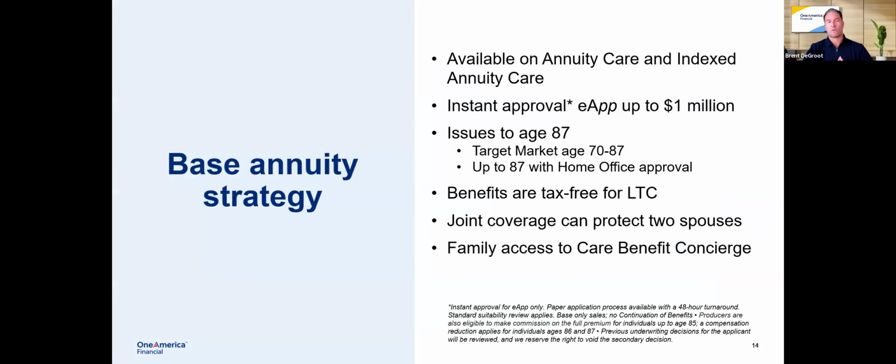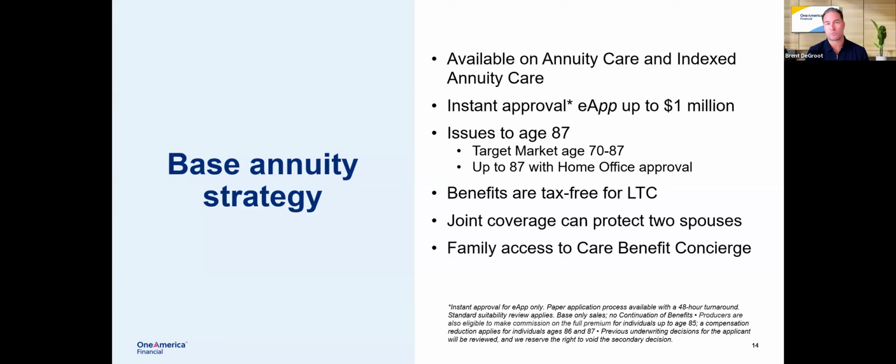So what am I talking about? Well, we're just going to do an annuity exchange from one annuity to one of our solutions in our Pension Protection Act annuity suite. So either original annuity care or our indexed annuity care. Now, we have to do this through our e-app. And if you do so, I would highly encourage that because we're going to give instant approval. They can answer no to those 4 questions. They're instantly approved. And we can do this all the way up to $1 million.